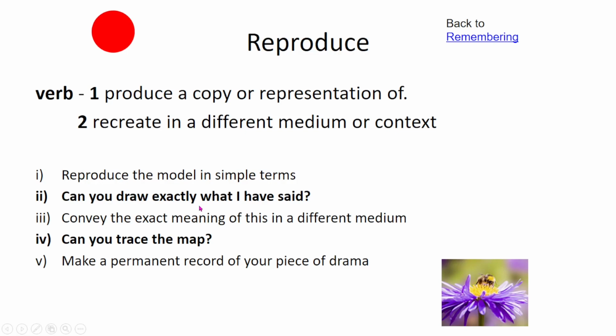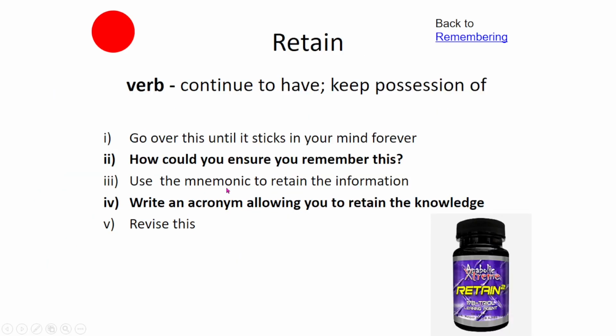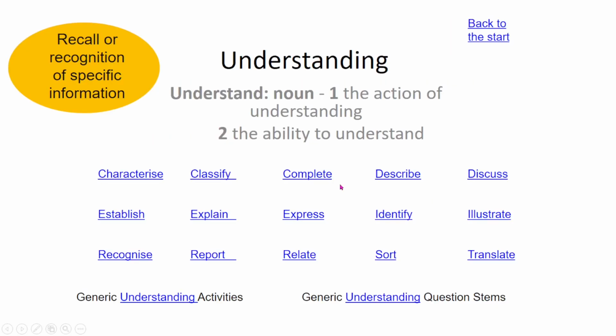How would you ensure you're remembering this? So use the mnemonic to retain the information. The second level is understanding. Understand: recall, recognition of specific information.